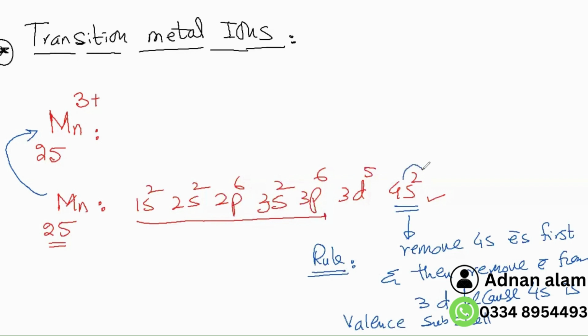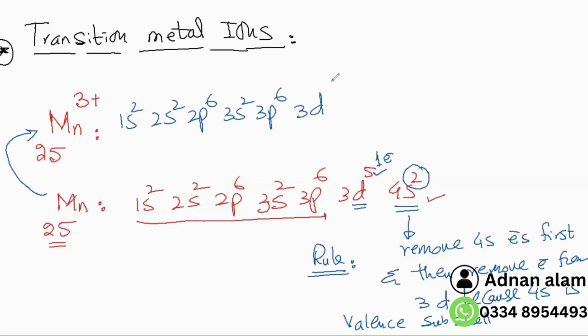So if you remove 2 electrons from 4s and 1 electron from 3d, you will get this arrangement: 1s2, 2s2, 2p6, 3s2, 3p6, and then 3d4. So this is the correct configuration.